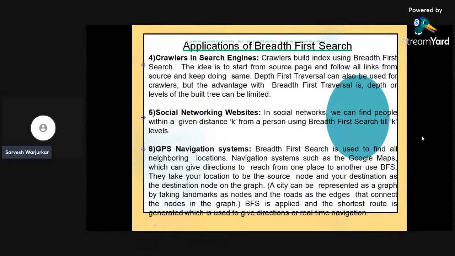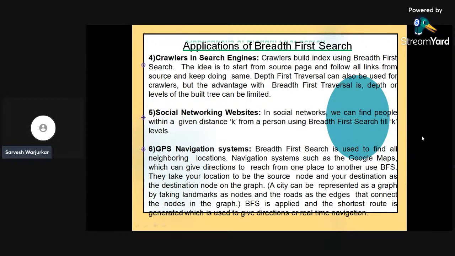And of course, it shows you the data set, the options and the path with the help of a shortest path algorithm also. BFS is applied in the shortest route that is generated, which is used to give directions or real-time navigation. Remember, real-time navigation always uses the shortest path.